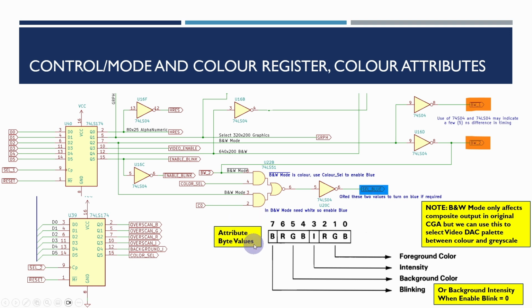Now this is the attribute byte values, so you can see here that the foreground color and intensity is on the lower 4 bits there, and then the next 4 bits have the background color, and depending on the blink setting here, this will either determine if the character will be blinking or whether or not the background intensity will be set to the high value. And this is just a reminder that the B&W mode just disables the composite color video output, which is primarily for composite video and TV RF modulators.